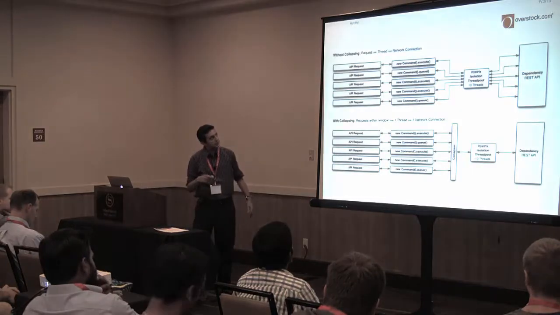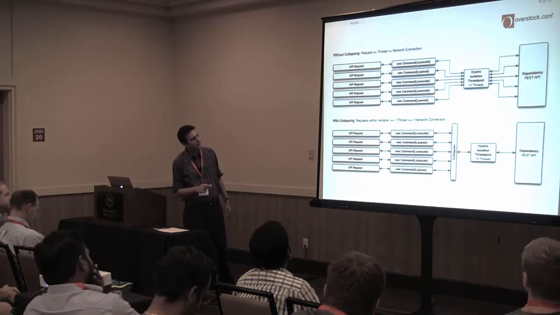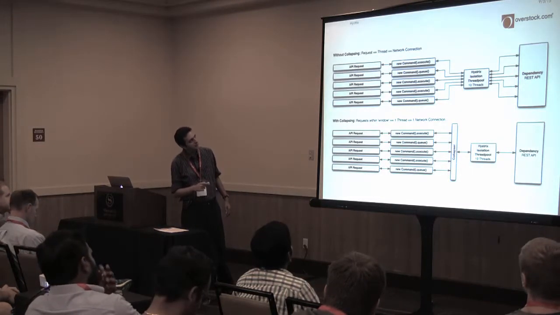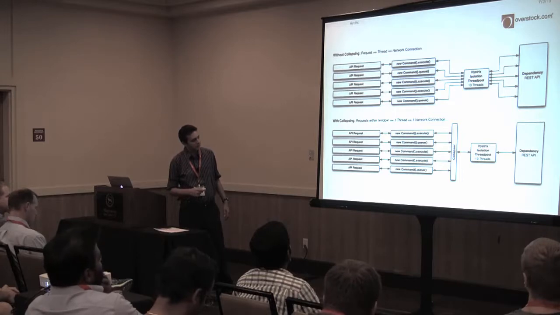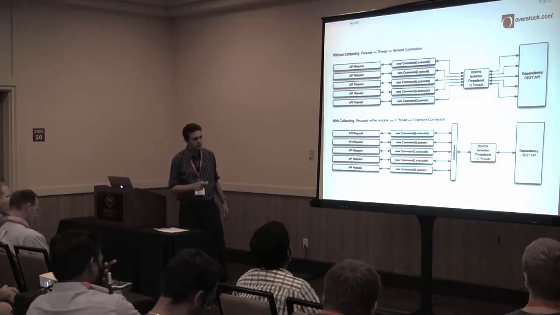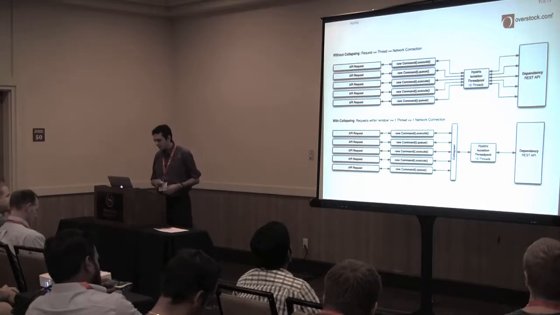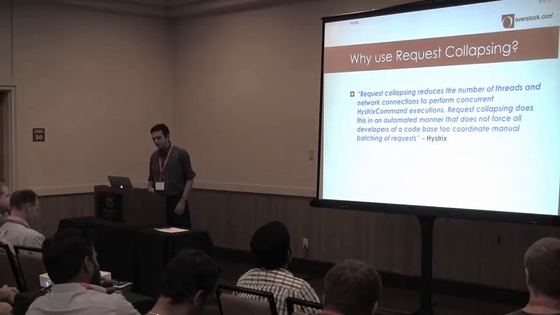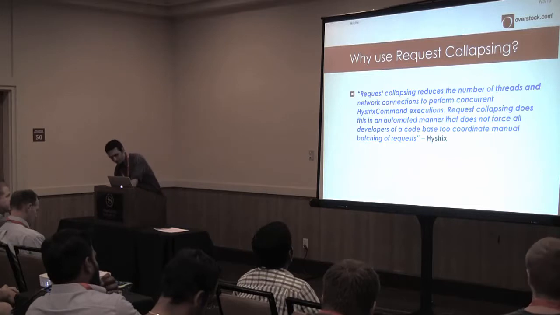So the way this works is, this is the figure where I talked about it before. So we take multiple of these commands. This is a typical run flow where each of them executes and uses a single thread. But with request collapsing, you go ahead and collapse the requests into one single network call that responds. So why use request collapsing? Well, I'm going to let you read that through while I drink some water.